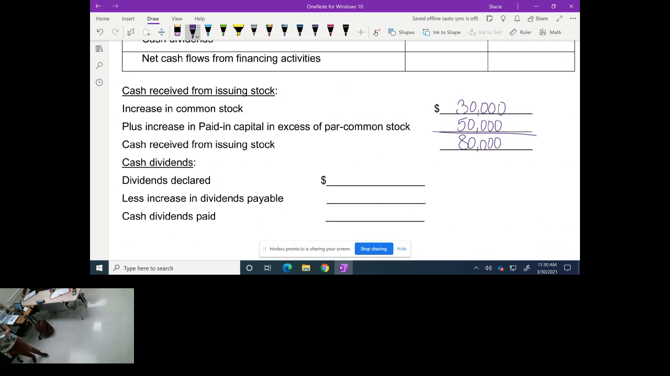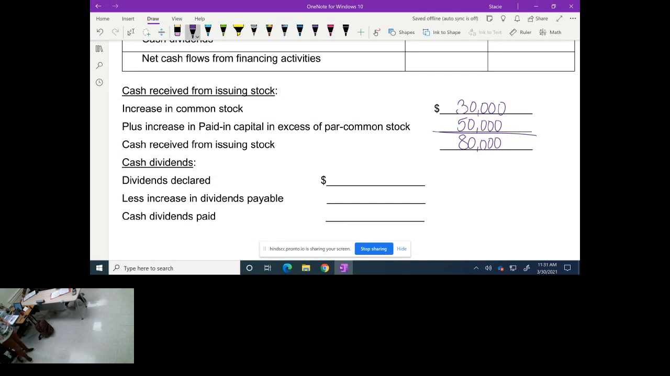Because when you issue stock, you debit cash. When they issued this stock, they would have debited cash for $80,000. They would have credited common stock for 30,000 and credited paid in capital for 50,000. Oh, I got it backwards. Sorry. 30, and 50. How do I know that? 3,000 shares times the $10 par.